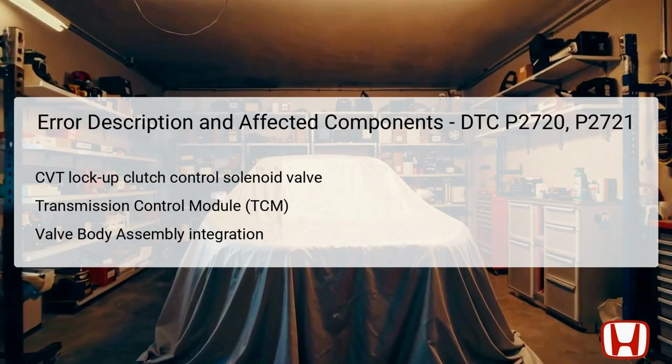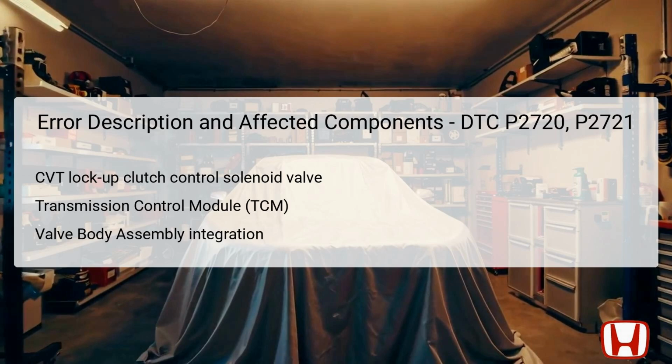The CVT lockup clutch control solenoid valve plays a crucial role in the Honda Civic's transmission system, specifically within the valve body assembly. This solenoid valve is responsible for controlling the engagement and disengagement of the lockup clutch in the torque converter, which enhances fuel efficiency by providing a direct drive when certain speed and load conditions are met. The Transmission Control Module, TCM, monitors and commands this solenoid based on various input signals. When the solenoid valve circuit operates correctly, it allows for precise control of fluid flow and pressure, which optimizes performance.